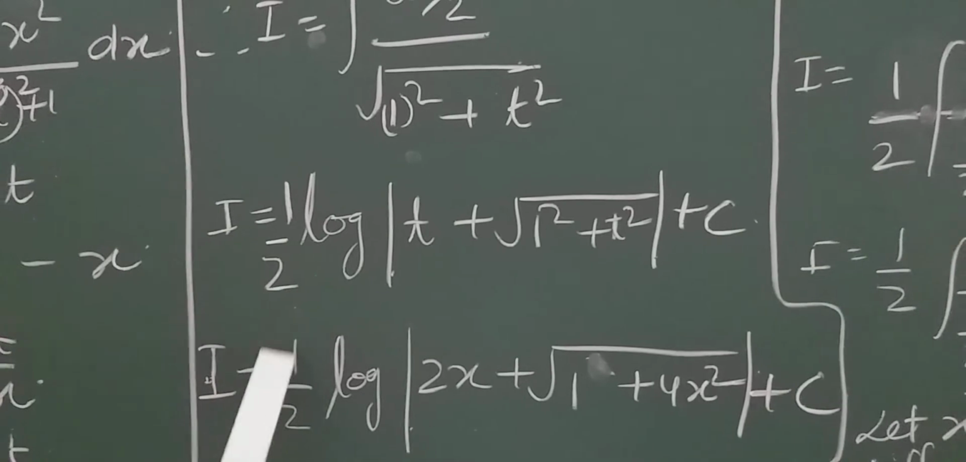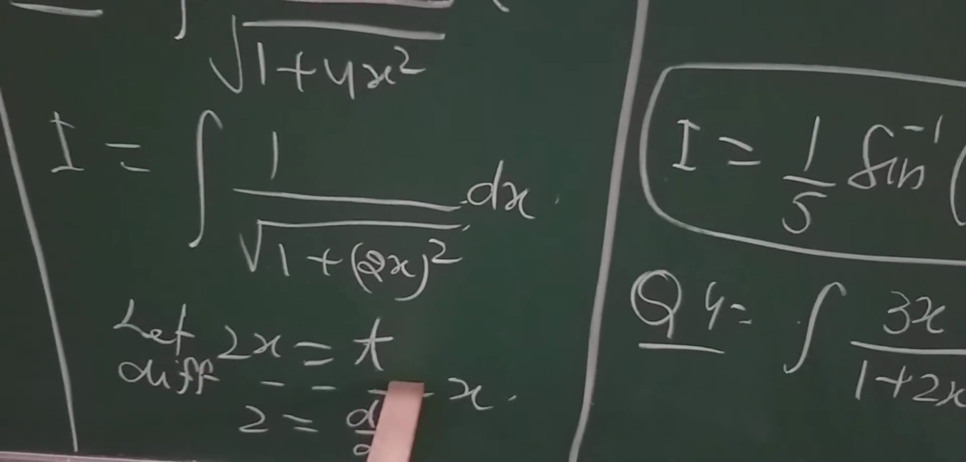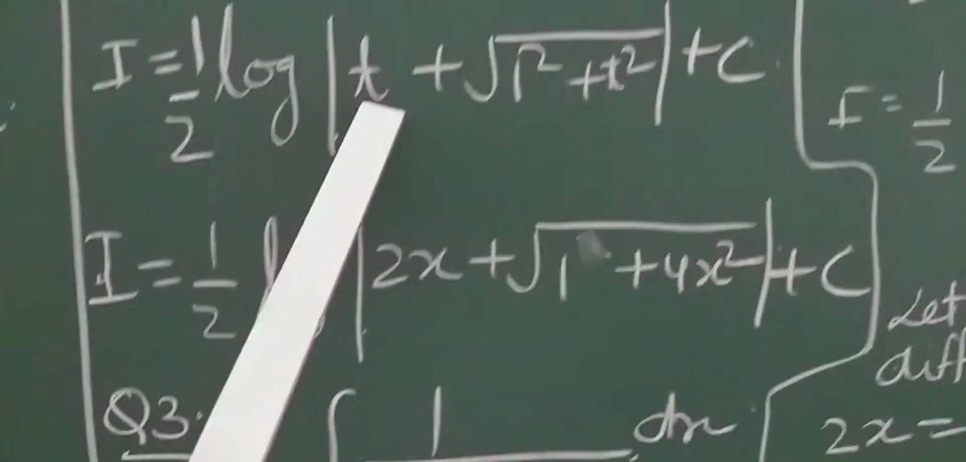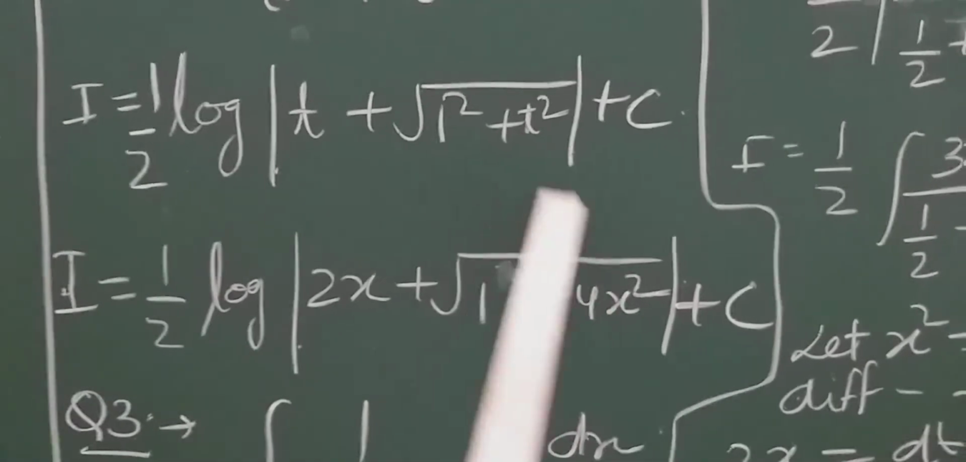I equals 1 upon 2 log. Now replace t. We have supposed here 2x equals t. So in place of t we can write 2x. So 2x plus root 1 plus 4x square plus c.